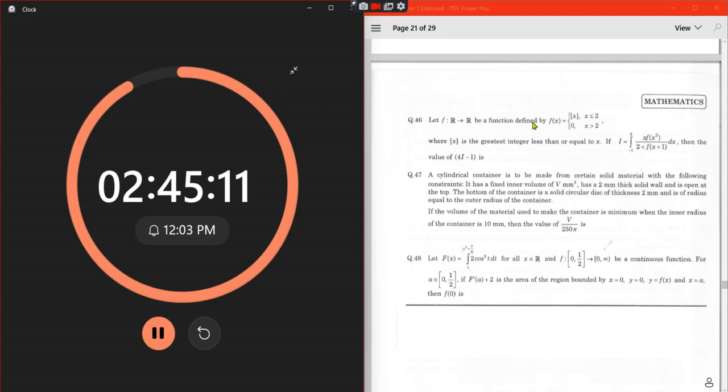Let f from real to real be a function defined by this thing, where this denotes the greatest integer less than or equal to x. If I is equal to this, then the value of 4I minus 1 is. Okay, I is this integral of f of x squared upon 2 plus. So first of all, you need f of x. So it's mod of, sorry, what? It's the greatest integer of x for x less than or equal to 2.